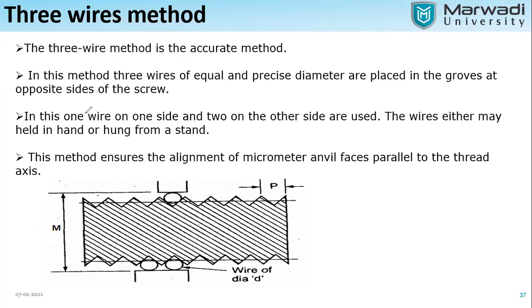In this, one wire on one side and two wires on the other side are used. The wires may be held in hand or hung from a stand. That depends on the operator, how they hold the wire on the screw thread. This method ensures the alignment of micrometer anvil faces parallel to the thread axis. It means more accurate results will be available.